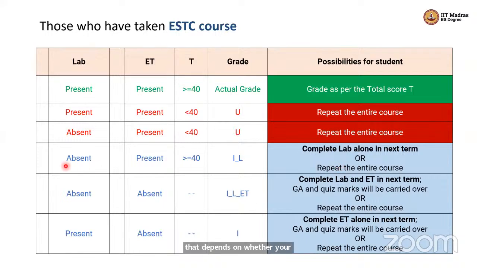So let's see the first one. Suppose you are present in everything, but you are absent only in the lab. What you can do is do that lab alone in the next term. But in such a case, you will be given the grade I underscore L, which means incomplete lab. I'm just repeating this. You have done everything, assignment, quiz, everything, and you are also present for the end term, and if your score is more than 40%, everything is fine.